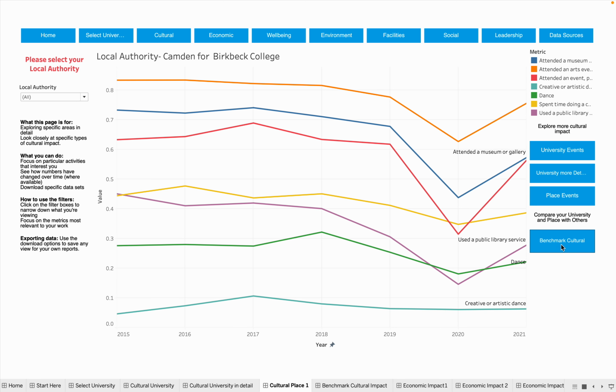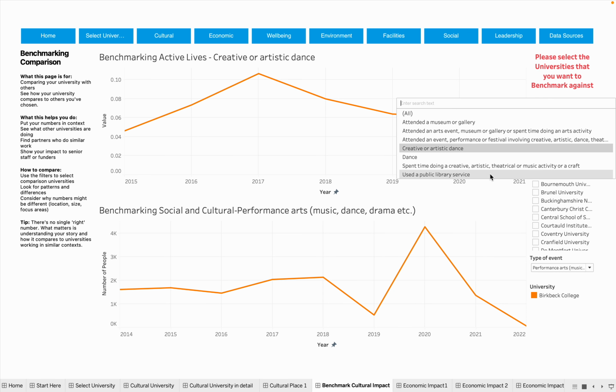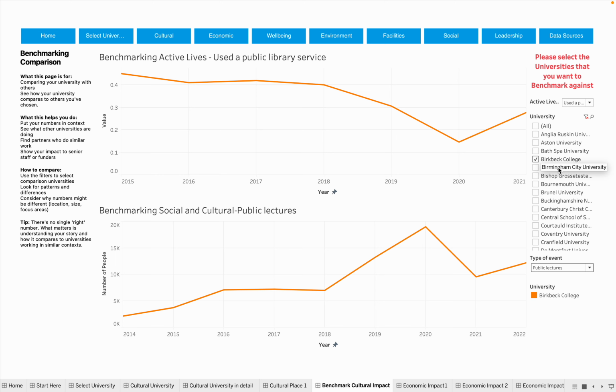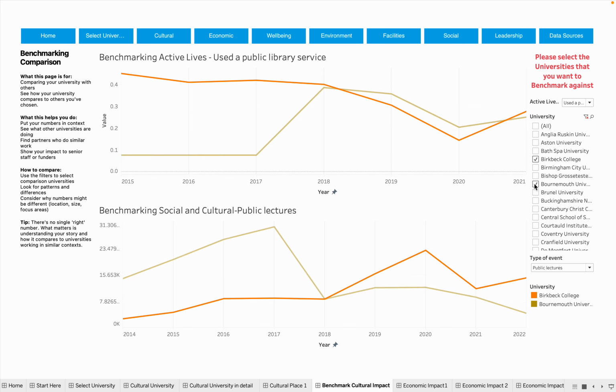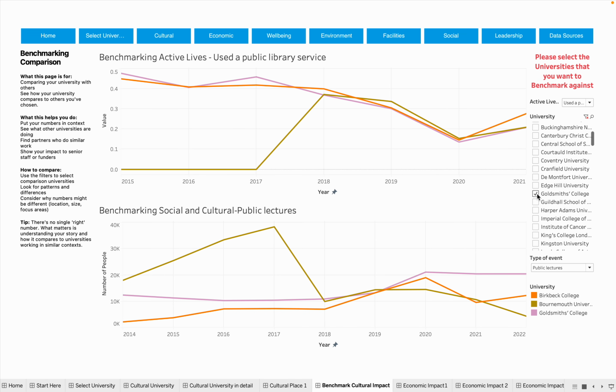The dashboard tells me that I can benchmark my university with others. So when I click on that, what I see here is some guidance information on the left. For any metric that I choose, I can change the metric here and the type of event here. I can compare myself to other universities, and I can select one or more than one university that I want to compare myself against.